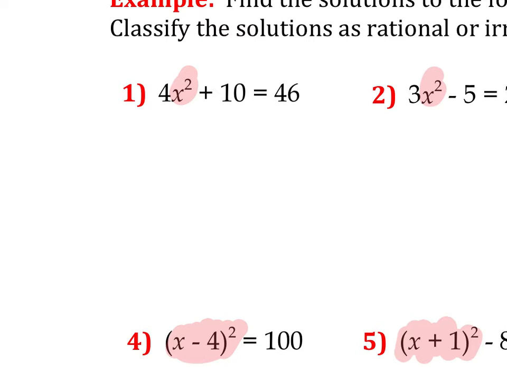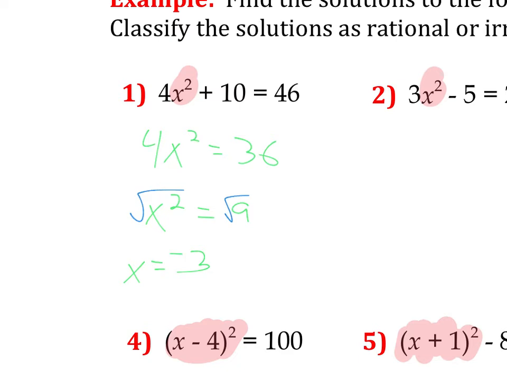Number one, if I'm trying to isolate, first thing I'll do is subtract the 10 to the other side. So that'll give me 36 over there. Then I'll divide by 4, so I get x squared equals 9. And from here to solve, to get rid of a squared, I'd take the square root. The square root of 9 is 3. Or it's -3, it's one of the two.